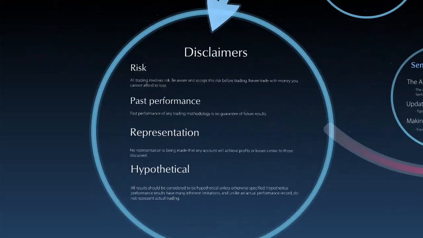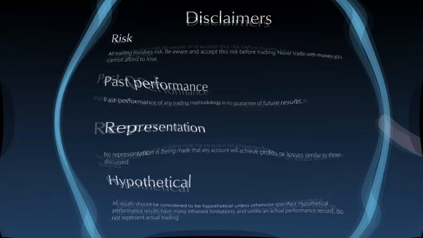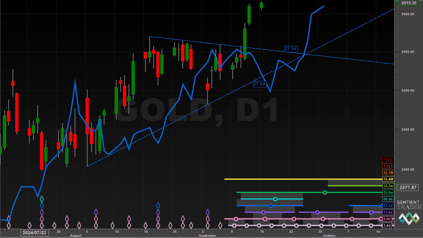In this video, we are going to be taking a look at a chart of gold, and we're going to be discussing the concept of fixing your analysis. So let's take a look at the chart. Here it is. Now, this is a chart that was emailed to us by a Sentient Trader user, and their question was, how can I fix this analysis?